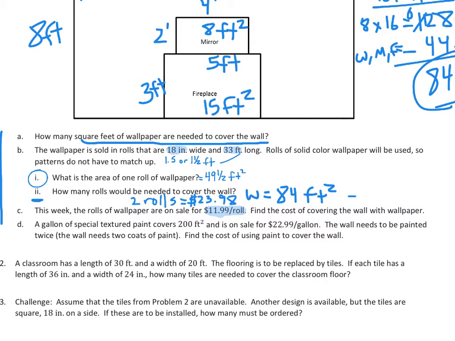And then D is kind of pointless. I mean, I guess it's good to look at it. But if it's 200 square feet and you need 2 coats, well, 84 and 84 is less than 200. So we can do the 2 coats with 1 gallon. And so it's just going to cost us $22.99, because we only need to buy that 1 gallon of paint, and we should be able to get 2 coats out of it on that wall.